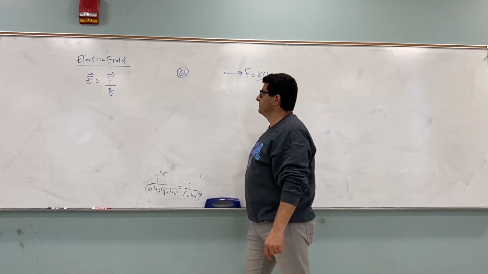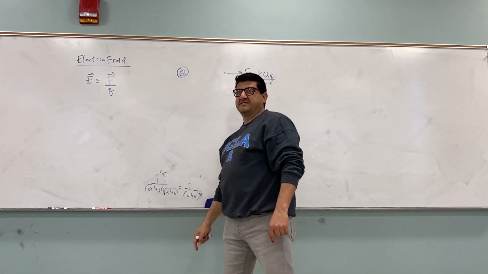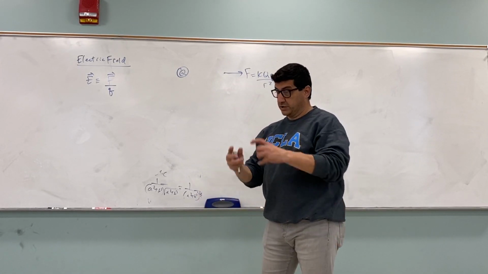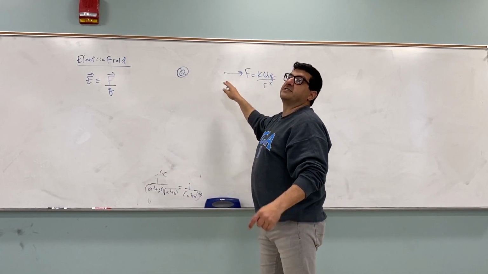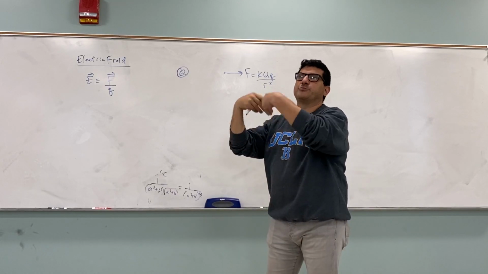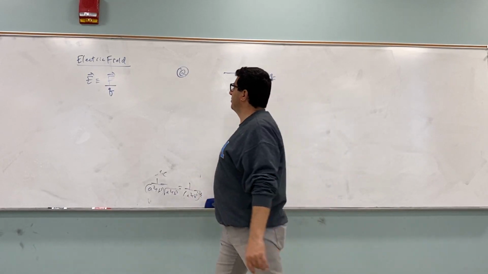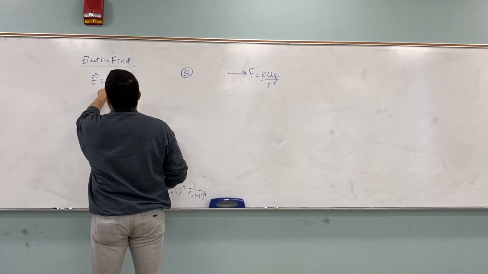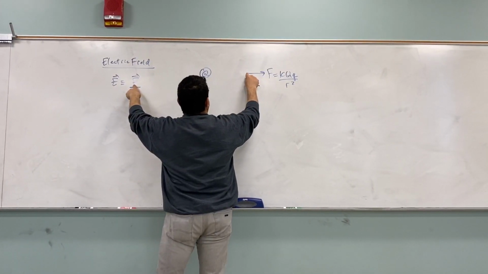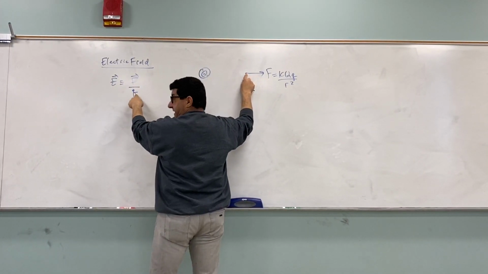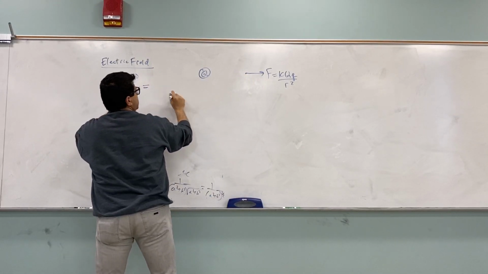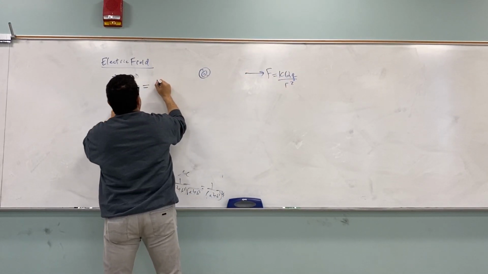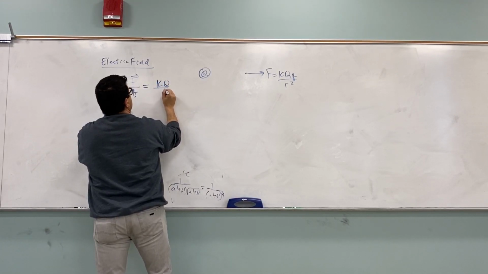So the field is only created once there's two charges? No, one charge by itself creates a field. And then the force is created between the two. Yeah, then the force is created when you put another charge there. So you're taking the force felt by that charge q, dividing it by that charge q, and the answer comes out to be kQ over r squared.